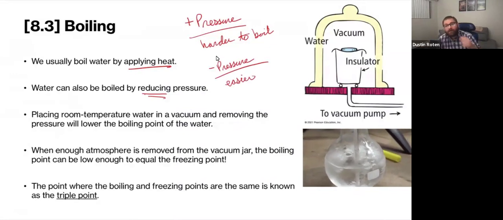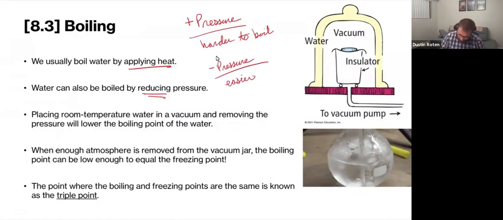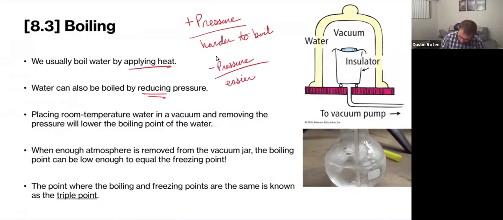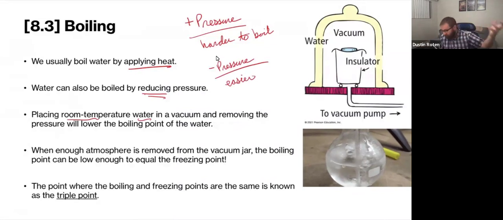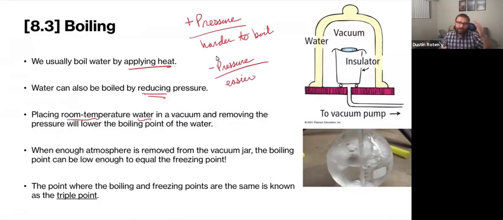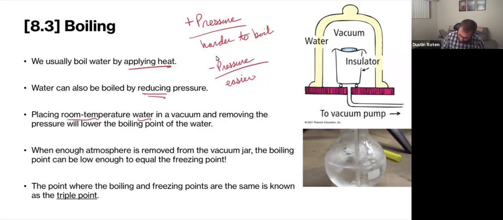That's kind of weird. And if you decrease the pressure enough, weird things start happening. So imagine if you were to place just regular old room temperature water in a vacuum chamber, and then you just suck out all the air inside of the chamber. It's a vacuum chamber, that's what you do. What actually happens is you start lowering the boiling point of water. So removing pressure will lower the boiling point.